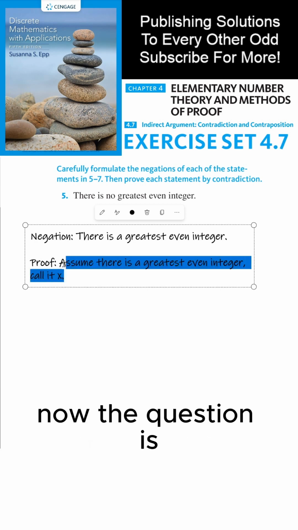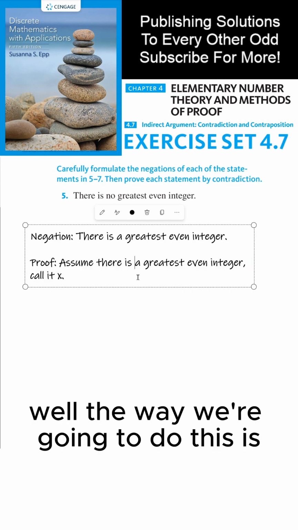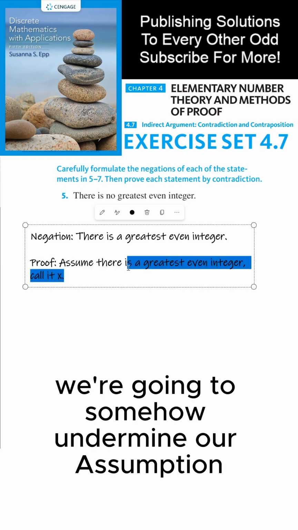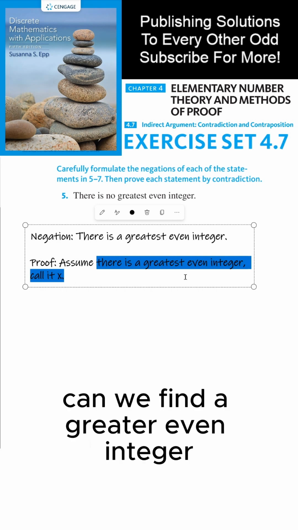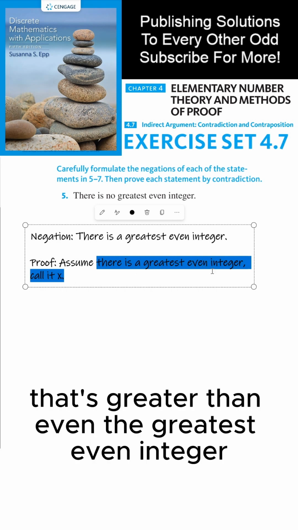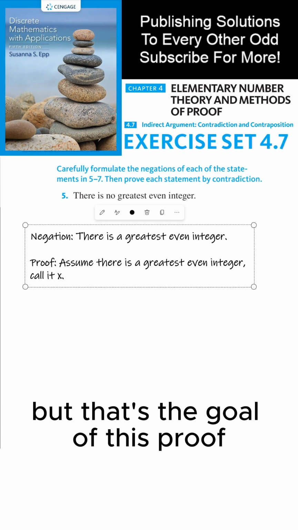Now the question is, how are we going to create a contradiction? Well, the way we're going to do this is we're going to somehow undermine our assumption. We're assuming there is a greatest even integer x. Can we find an even integer that's greater than even the greatest even integer? I know that sounds weird, but that's the goal of this proof.